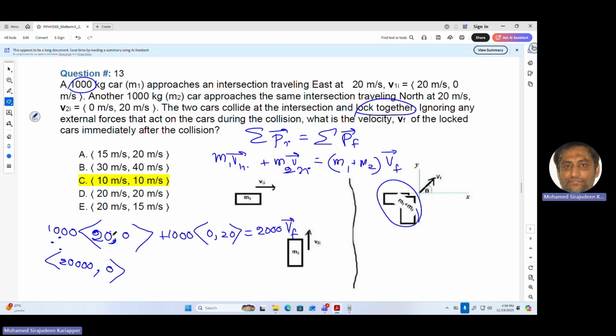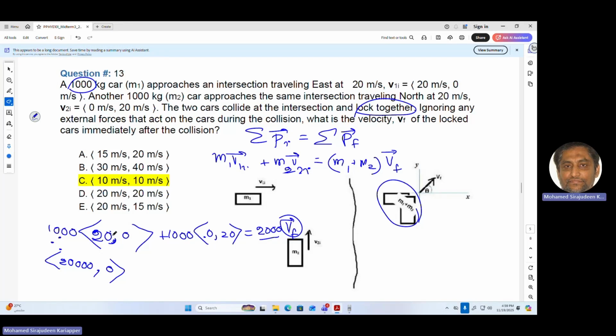And for this guy, m2, the x component is 0 and the y component is positive 20. Okay, so we took care of that. And here after, we don't know this. We really don't know. So there is nothing to talk about here. I'm just putting the symbol. We don't know which direction it is, so I'm just calling it VF. That is what we are going to find out.